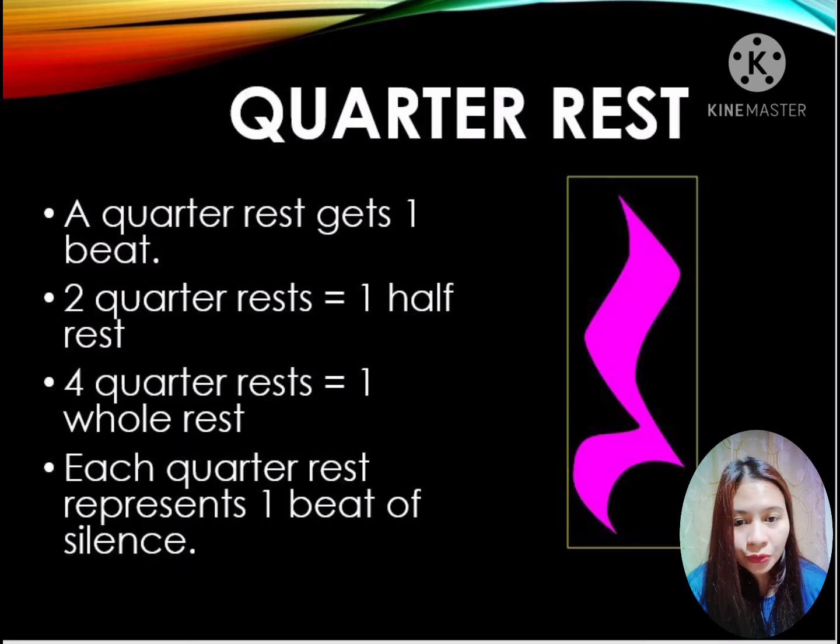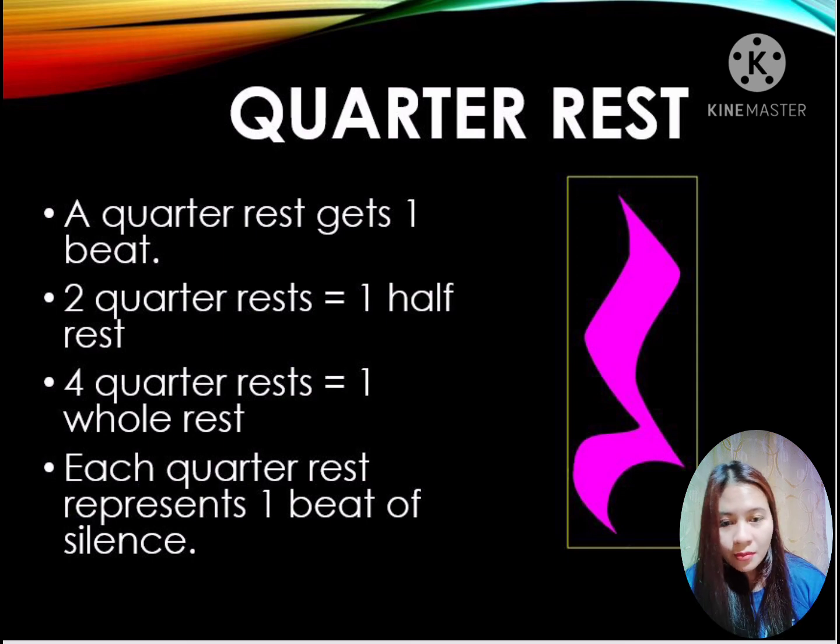Next is the quarter rest. So the quarter rest gets 1 beat. 2 quarter rests equal 1 half rest. 4 quarter rests equal a whole rest. Each quarter rest represents 1 beat of silence, and that is the symbol for a quarter rest.